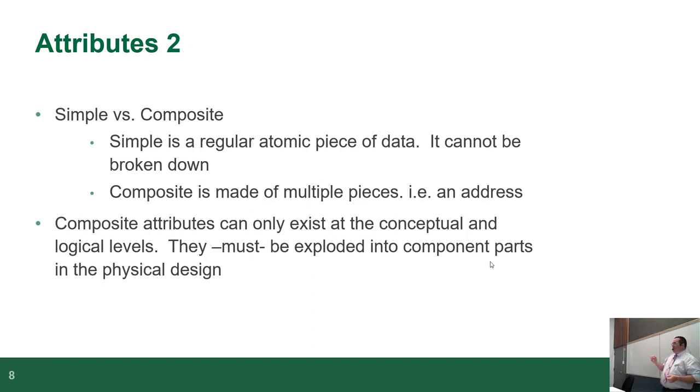There's simple versus composite. Now, a simple attribute is really easy to understand. It's an atomic piece of data. When you hear the word atomic used in anything to do with databases, that usually means that it can't be broken down. It's the smallest unit that is available.